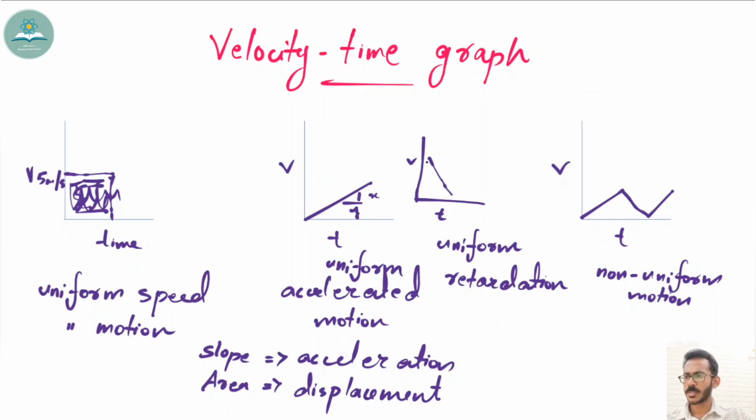Suppose if you look at this triangle, then if you take the area under this triangle like this, then this complete area will give you the displacement. So whatever figure you get there, just take the area under it. You will get the displacement. So velocity time graph gives you, the slope will give you acceleration, the area will give you displacement.